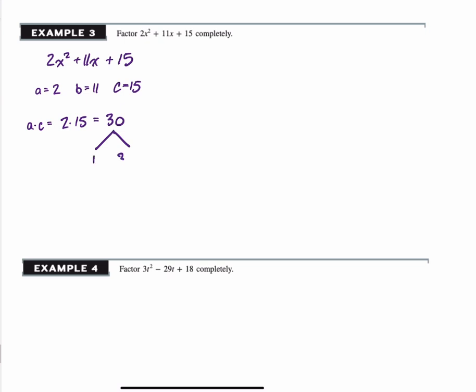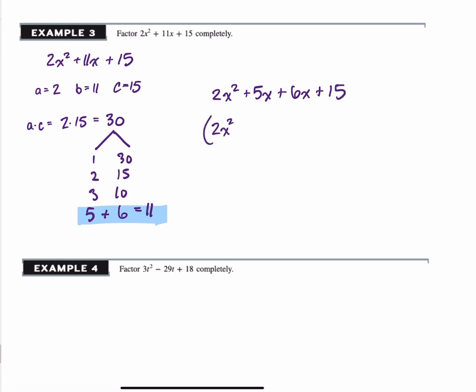So there's 1 and 30, that won't work. 2 and 15, that's 17. 3 and 10, that's 13. How about 5 and 6? 5 times 6 is 30. 5 plus 6 is positive 11. So let's rewrite our middle term. We'll have 2x squared. Instead of 11x, I will say plus 5x plus 6x plus 15.